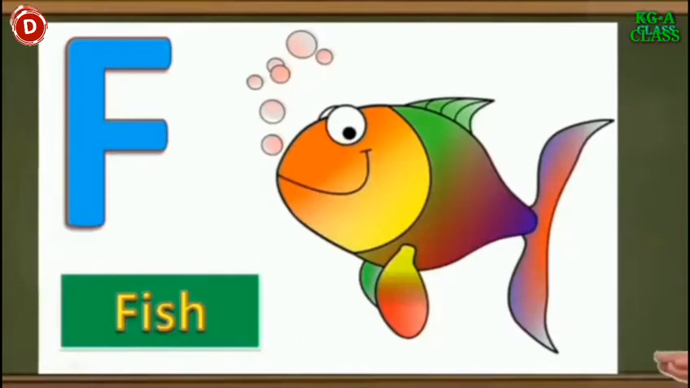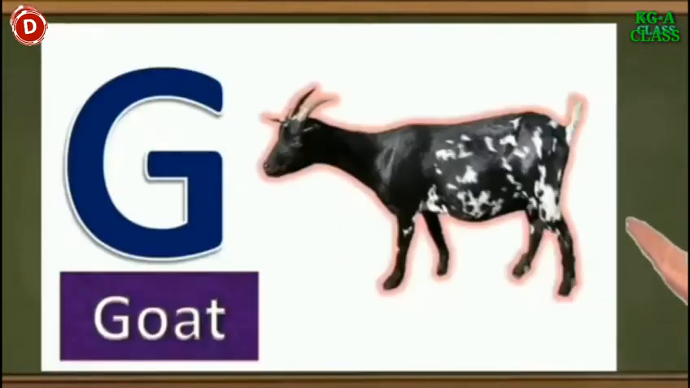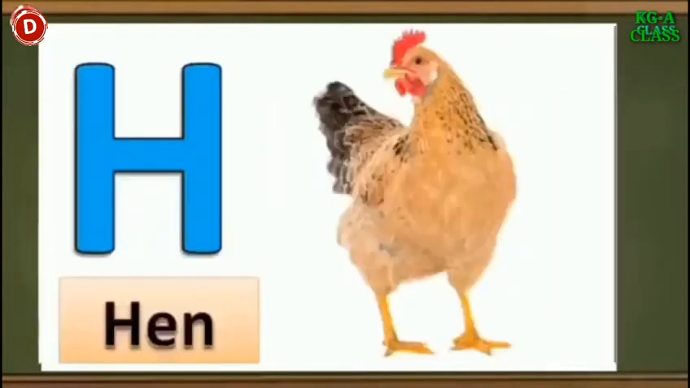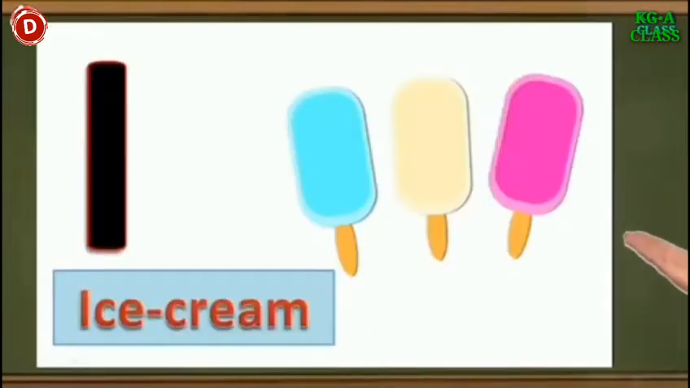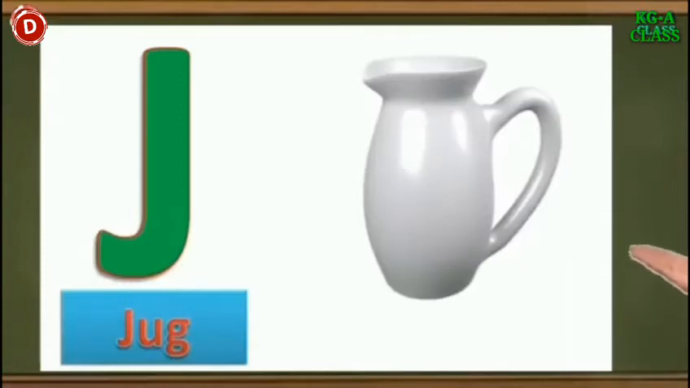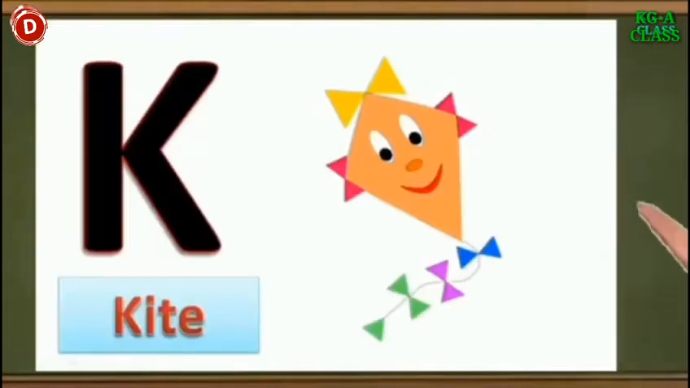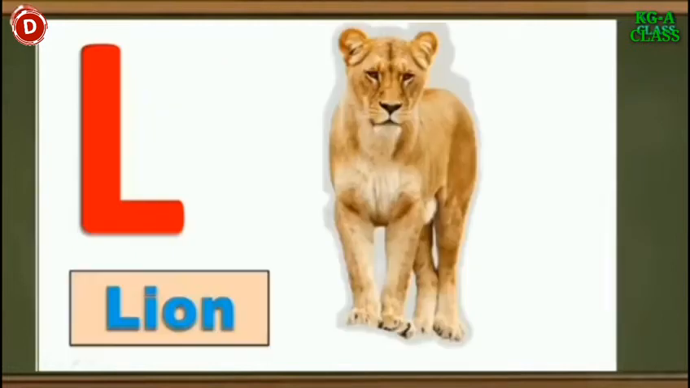F for fish. F for fish. Children, this is G. G for goat. Now comes H. H for hen. Children, the next letter is I. I for ice cream. We all love to eat ice cream in summers. Now comes J. J for jug. Children, after J, this is K. K for kite. Next letter is L.